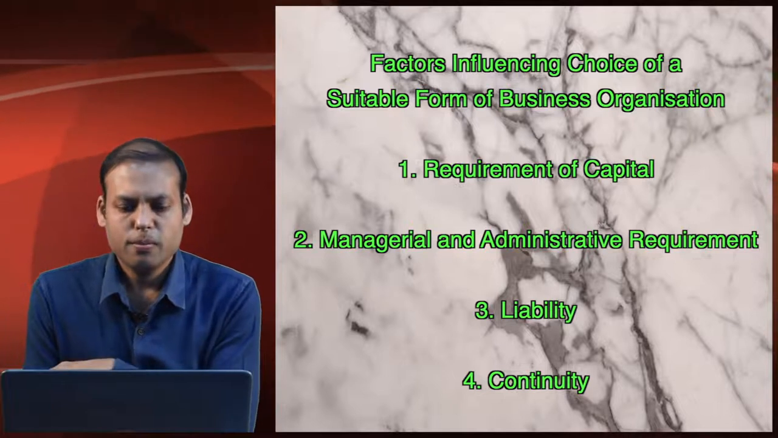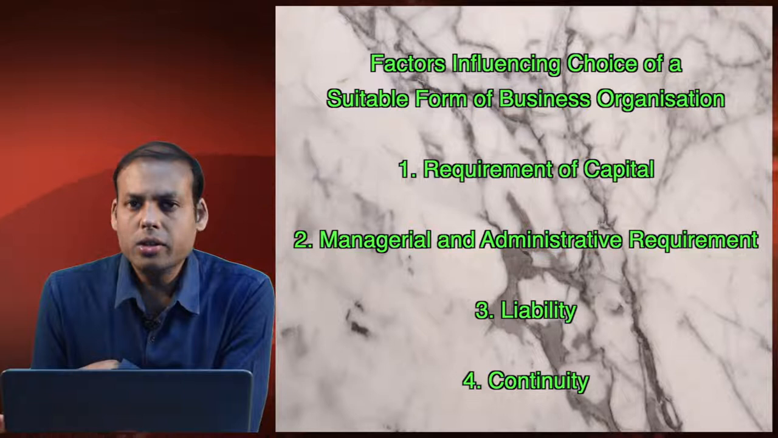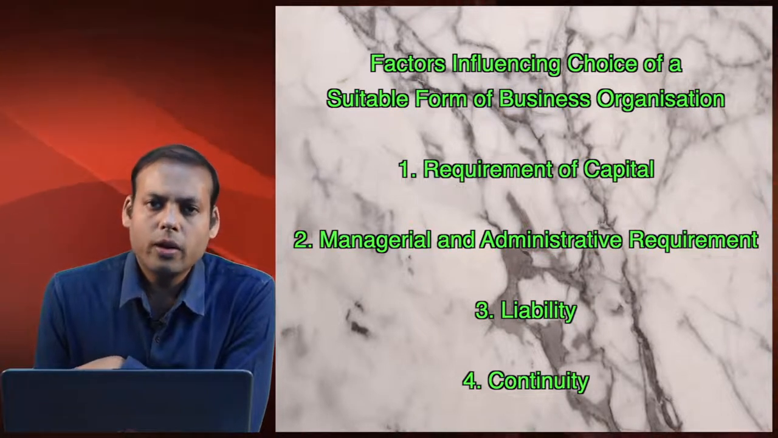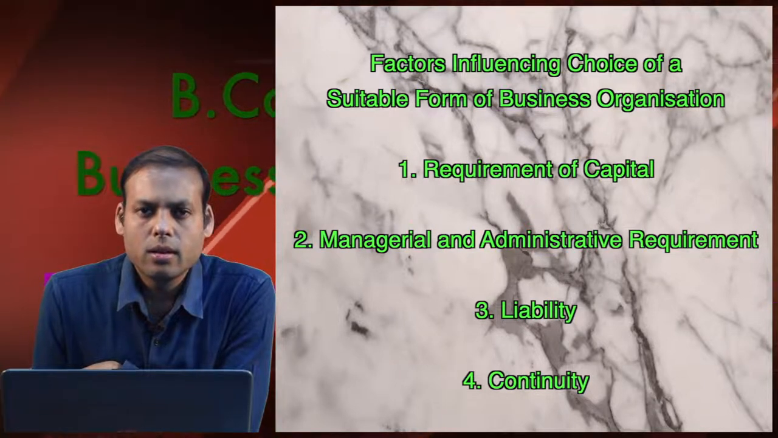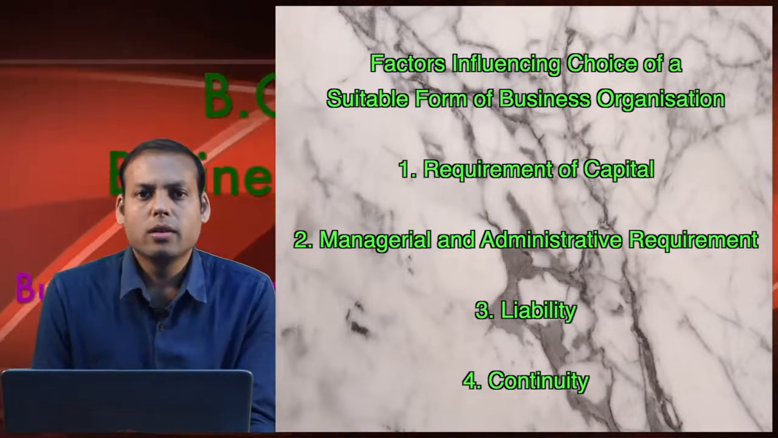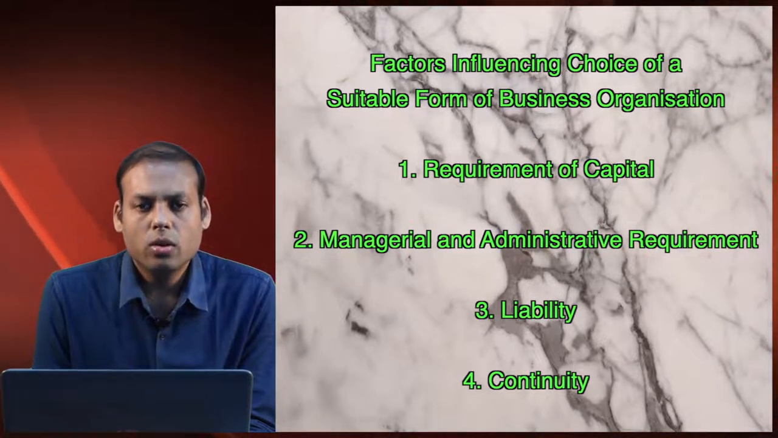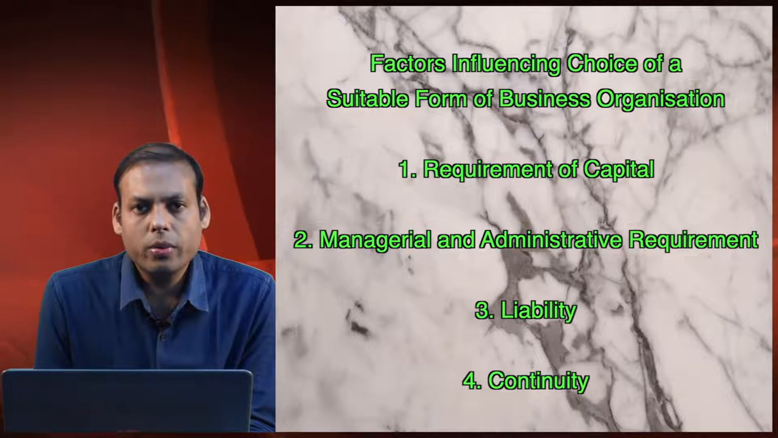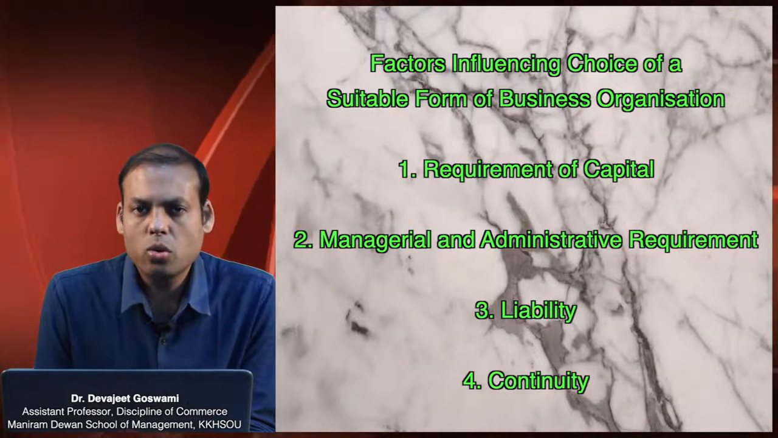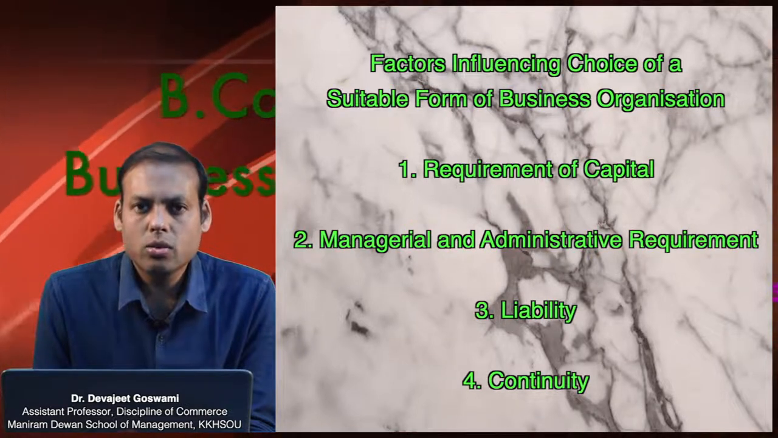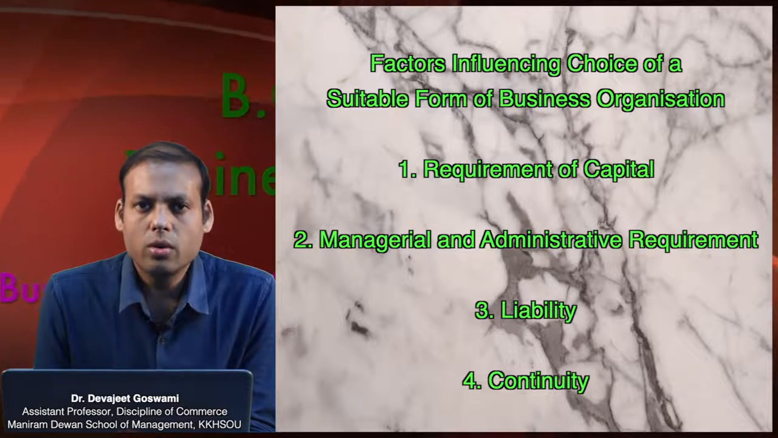Number one, requirement of capital. A business organization needs capital. If your business is small, the requirement of capital is less. If your business organization is very big, then the requirement of capital will be more. So, if the requirement of capital is more, the company form of organization is better than a sole trade business, because a sole trade business is managed by a single person having a limited source of capital.